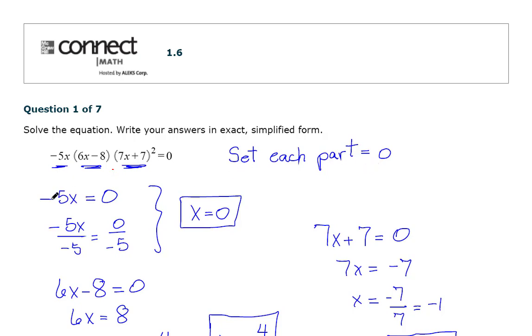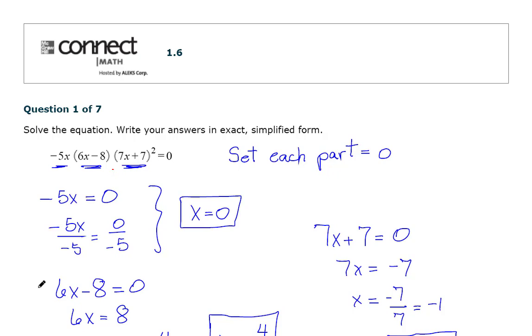Grab the first part. Minus 5x is 0. Divide both sides by minus 5. And I get x is, 0 over negative 5 is 0. So one of my answers is 0.